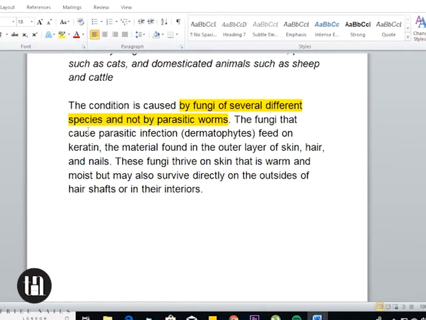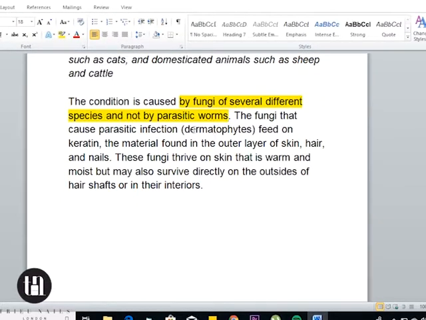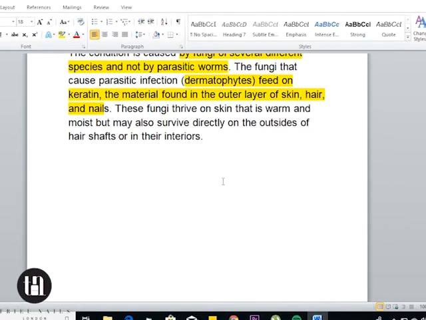So the dermatophytes feed on the keratin, that's protein in your skin, hair, and nails. They thrive on skin which is warm and moist, but may also survive directly on the outsides of the hair shafts and the interiors.